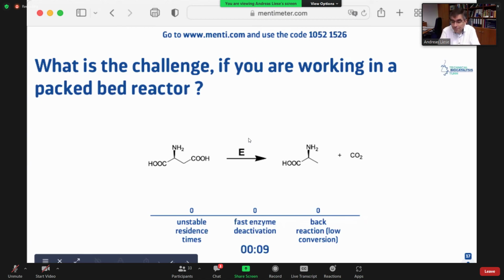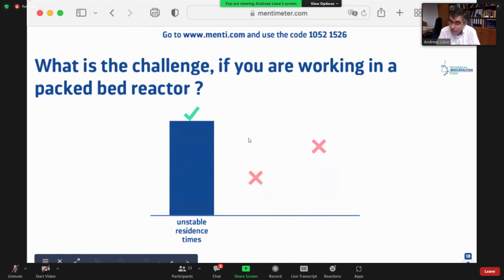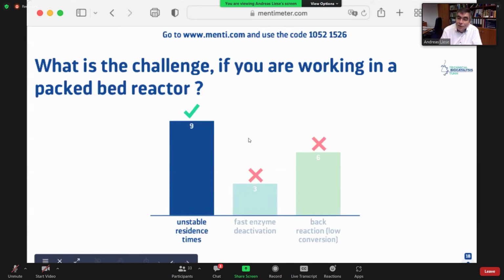Okay, 10 seconds to go. No, okay. So unstable residence time was the right answer. Fast enzyme deactivation was wrong. You don't know that from the reaction scheme. Back reaction, low conversion, we also don't know. You always have to see what the trigger point is in view of the principles we discussed. And the co-reaction product was the example. You can look at it; we had it yesterday at noontime, and actually you can see the answer in the video there.